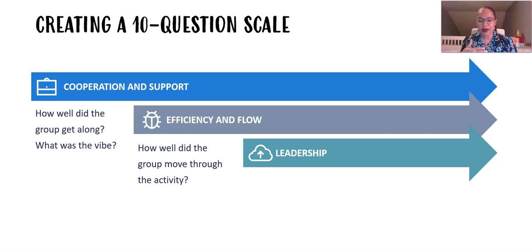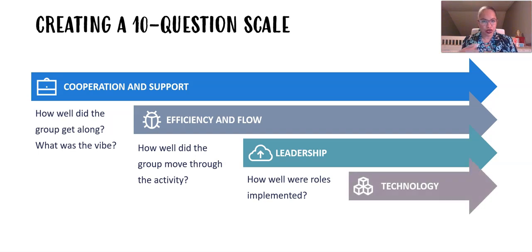So you want to have some questions about leadership. How well were roles implemented? Those are the questions, the statements that you want to address. And then technology. Remember how I talked about the whiteboard and the microphones. And also, how well did the group utilize technology is the question that you want them to answer.